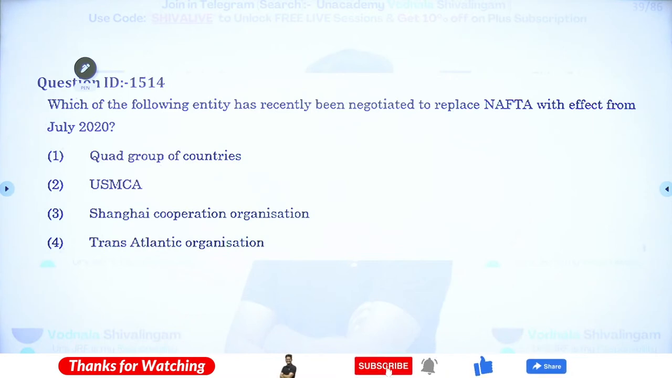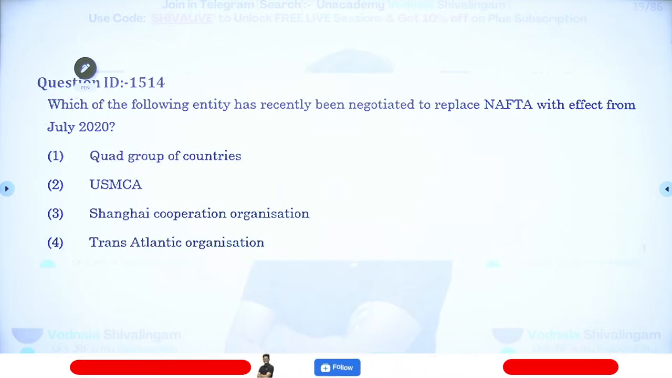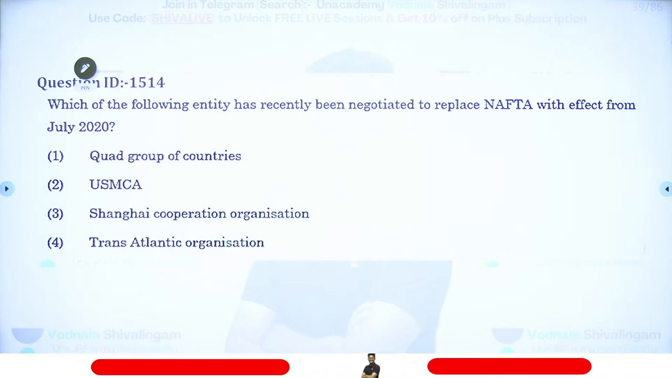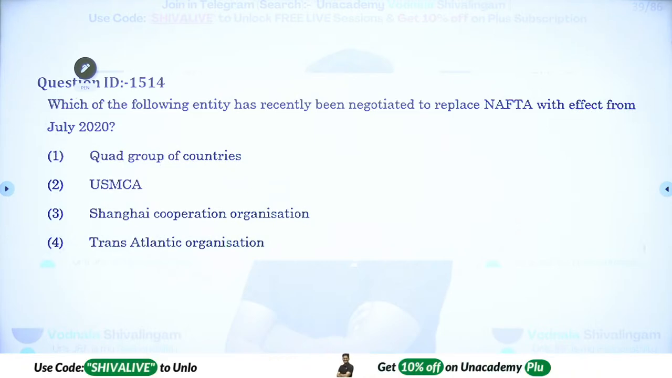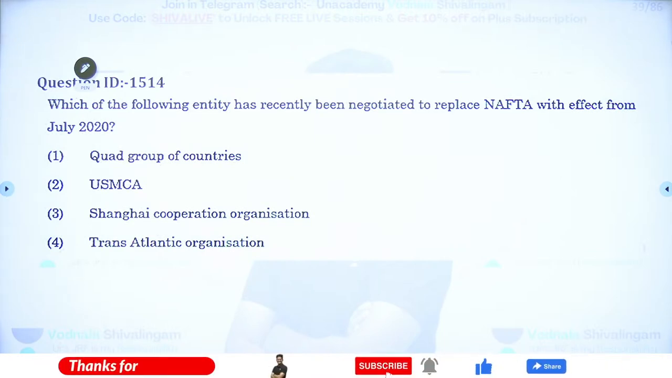Which of the following entity has recently been negotiated to replace NAFTA with effect from July?